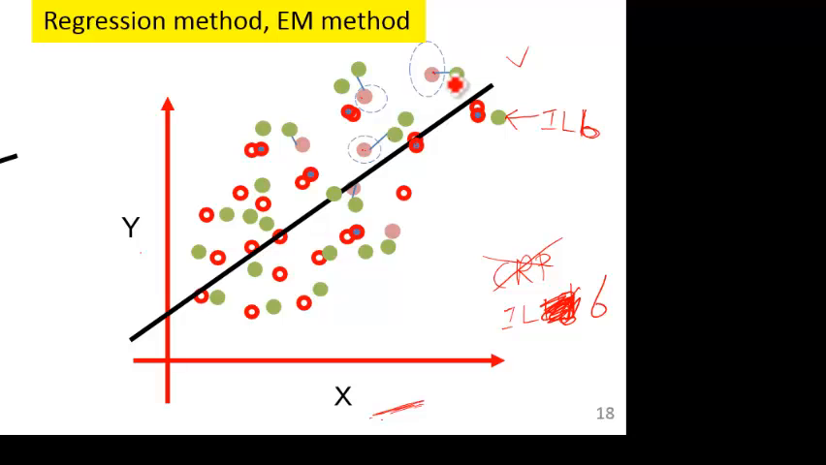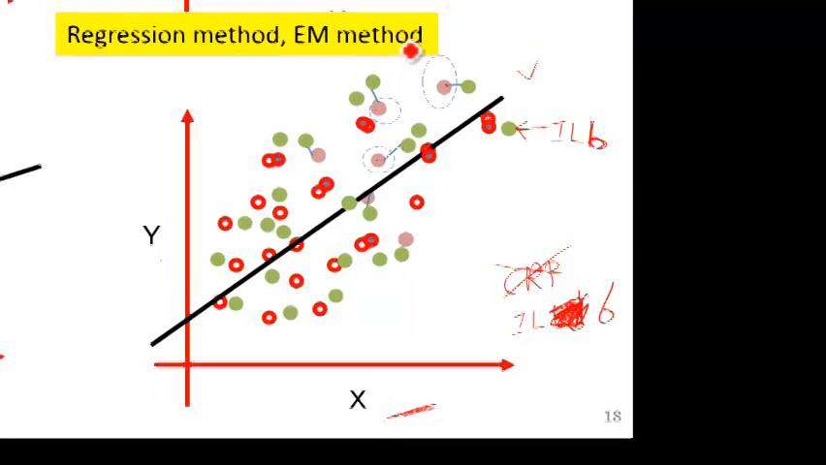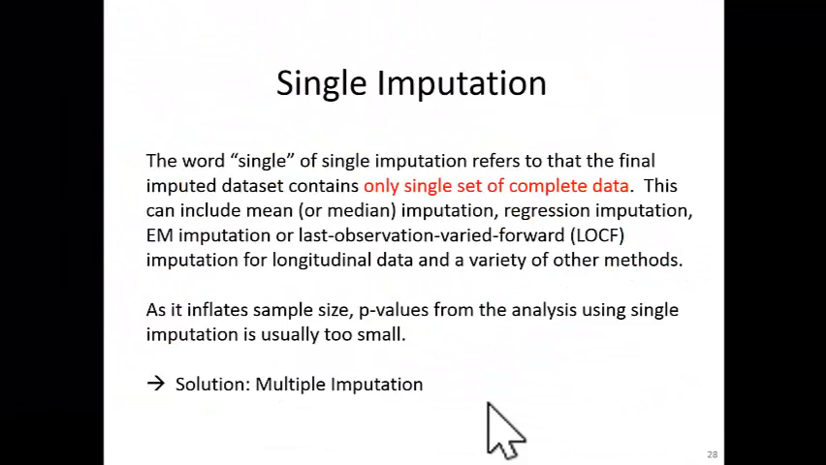There are several methods to do this, a regression method and an EM method, which I will explain later. And all the methods I've introduced so far are single imputation. The word single implies how many data sets we are computing after imputation. So single imputation only creates a single set of imputed data, which includes the methods of mean imputation, regression imputation, indication method, EM imputation, and the last observation carried forward method.